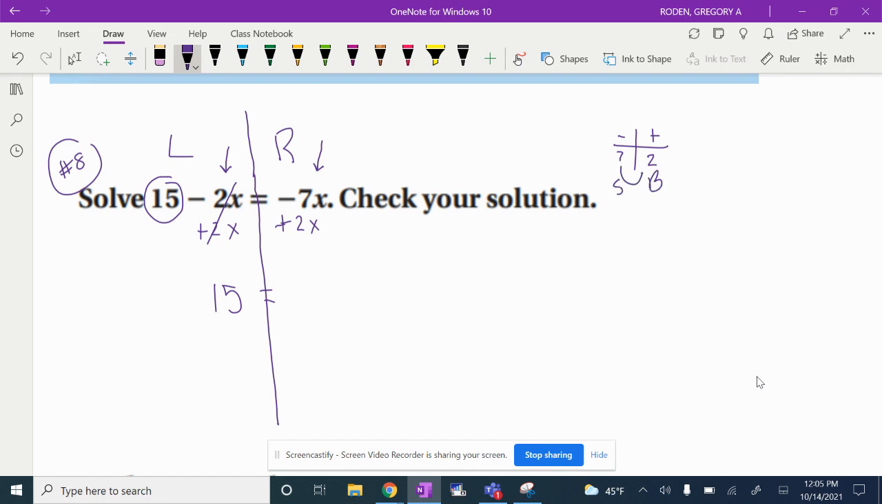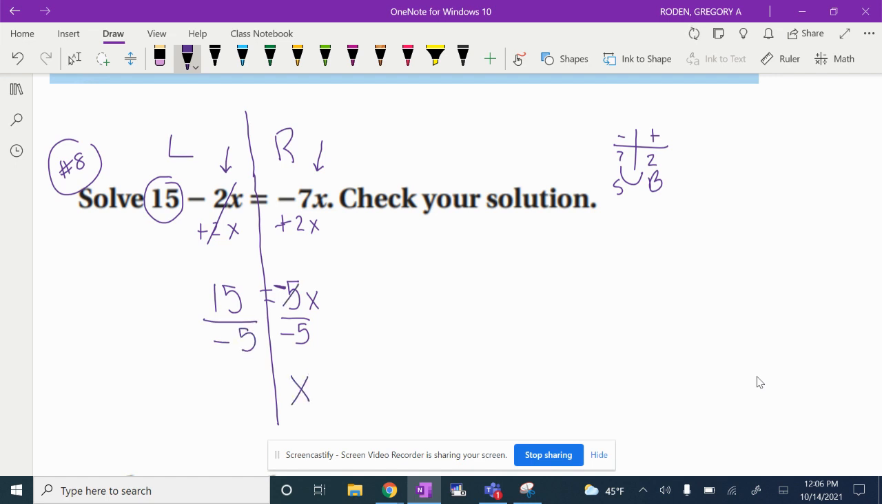I subtract 7 minus 2 gives me 5, right? So this is going to be 5, and it's going to be negative because the bigger one was negative. So this is going to be negative 5x. And then what I'm going to do is I'm just going to simply divide both sides by negative 5 to get x by itself. So I'm going to divide this side by negative 5 and divide this side by negative 5 to isolate the x.